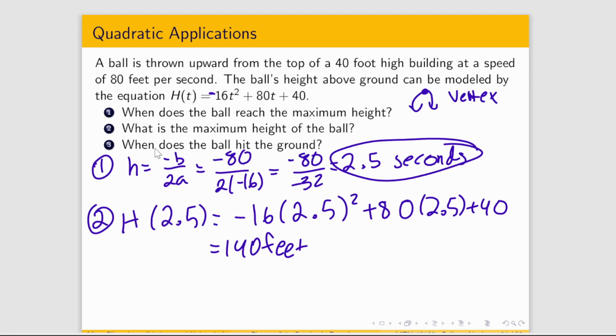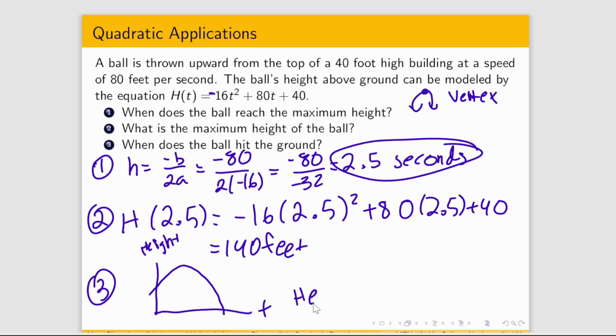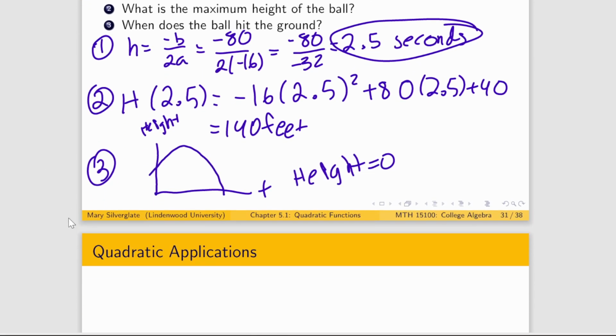When does the ball hit the ground? So what that's asking us to find, if we're thinking about this graph, we have height here, we have time here, and then we have a shape like this. If we're asking when it hits the ground, what do we know is true? We know that the height has to be equal to 0 when it hits the ground. So that's what they're really asking.